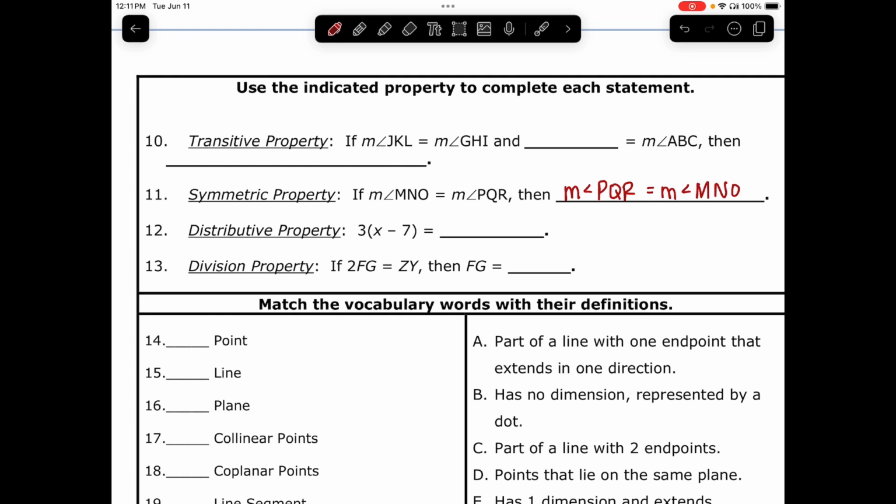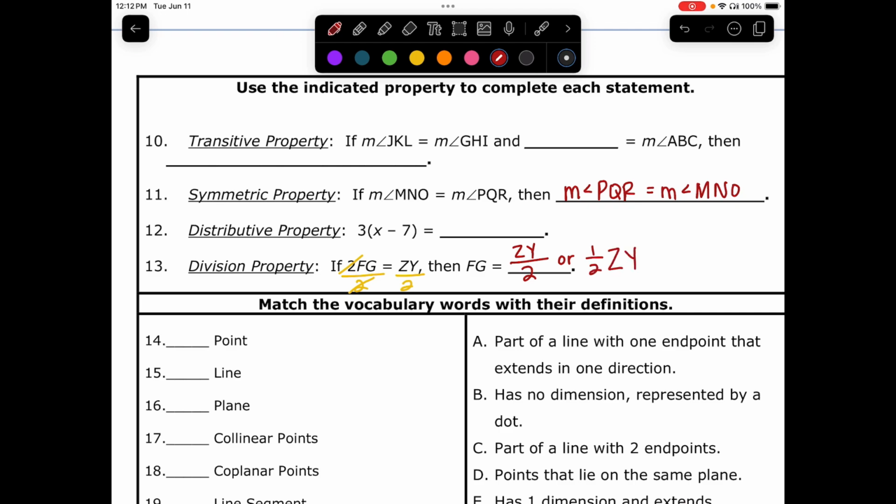Number 13, we're going to use the division property to complete the statement. So if 2 times the length of FG equals the length of ZY, then we can assume that 1 length of FG would be half of ZY. So let me kind of explain why a little bit. If we divide by 2, that will cancel out the 2, and that will leave us with FG. So as you can see on the other side of the equation, now we're just left with half of ZY. So you can write it as ZY divided by 2, or you can write it as 1/2 ZY.